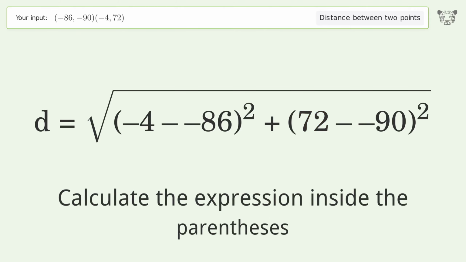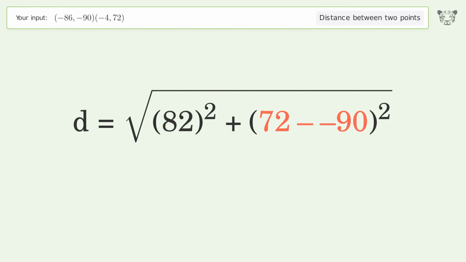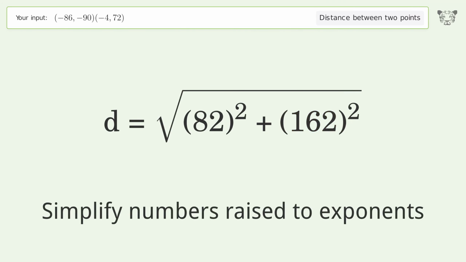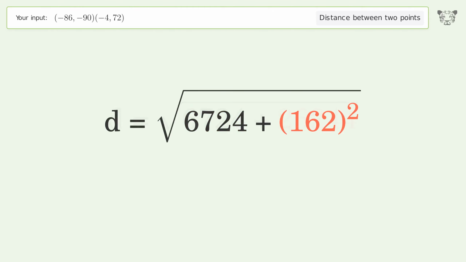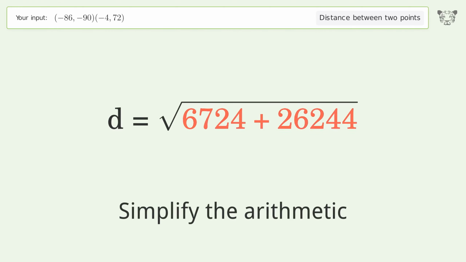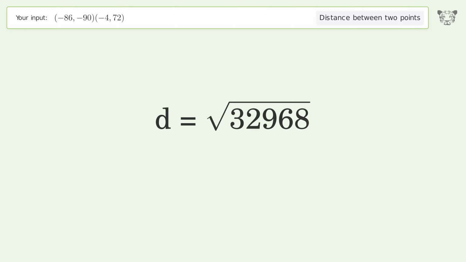Calculate the expression inside the parentheses. Simplify numbers raised to exponents. Simplify the arithmetic. And so the distance between the 2 points is the square root of 32,968 or 181.571.